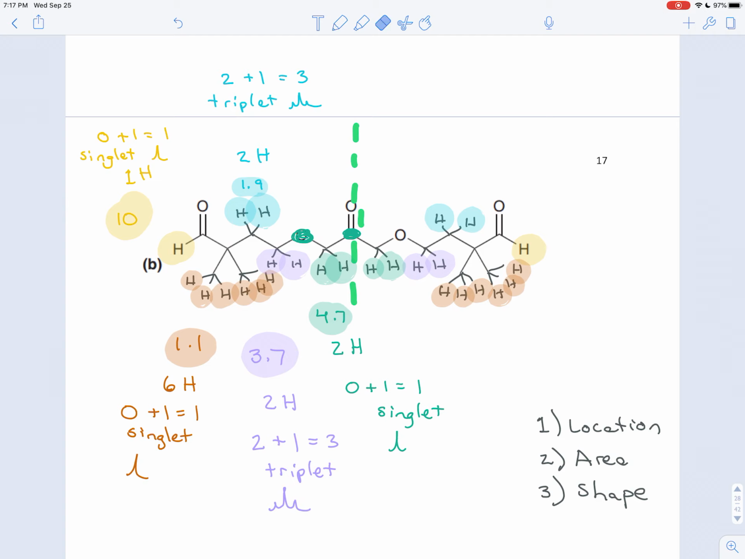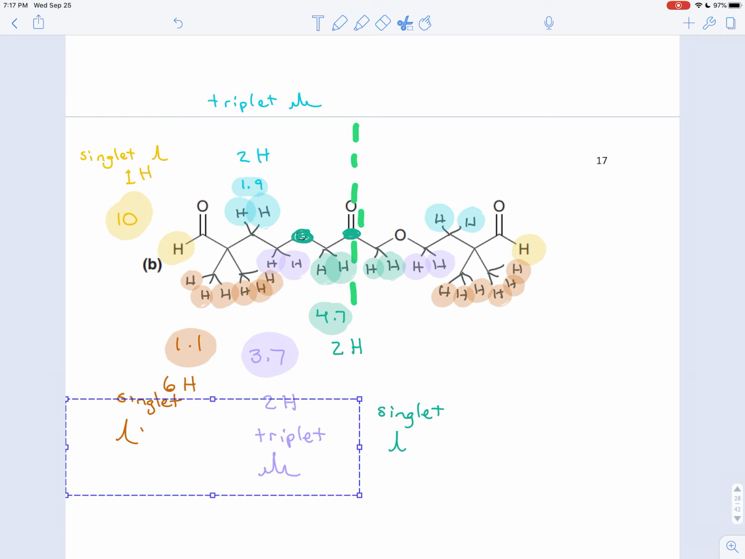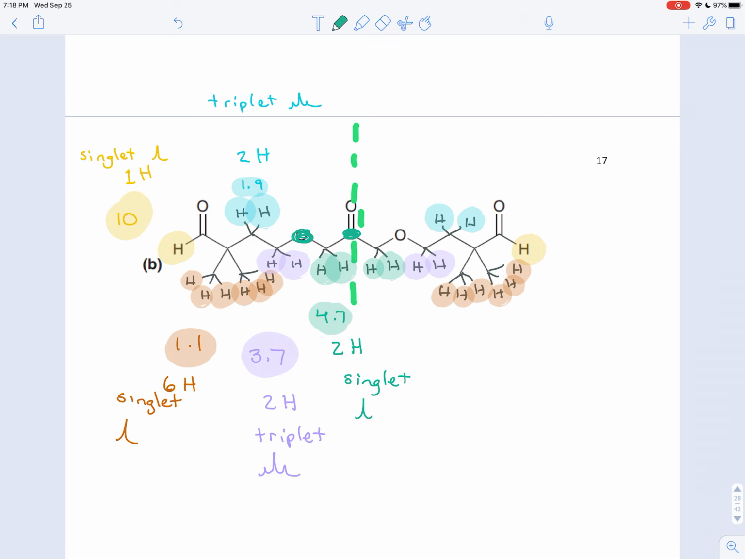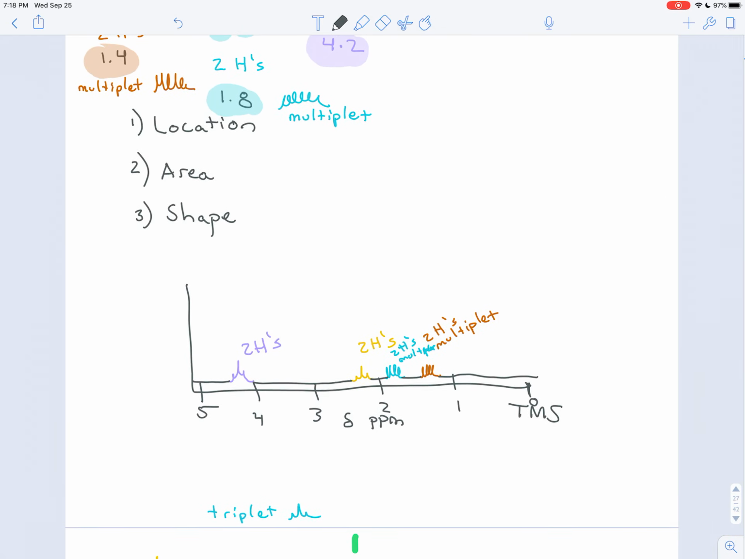Okay, we have all of our pieces, and we're ready to put them together to draw the spectrum. So let me clean this up just a small bit. All right. So we're ready to draw our spectrum. And actually, let's get some space up here.